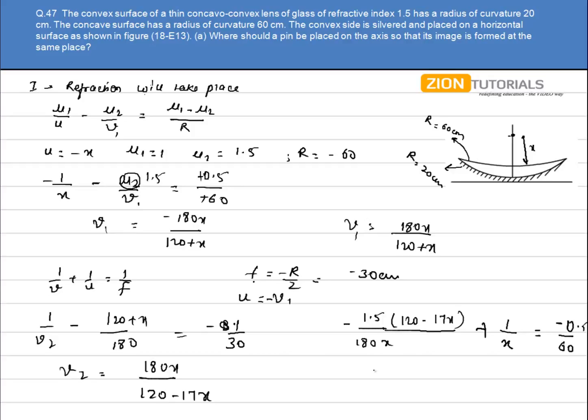Fine. So just solve this equation, you get the value of x as 15 cm with a negative sign. Negative sign just shows that the image is formed on the right hand side. So the value of x is 15 cm. That is the answer.